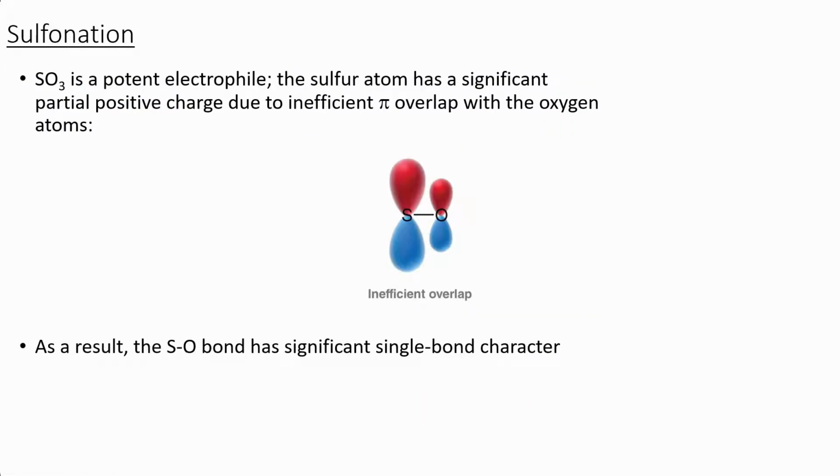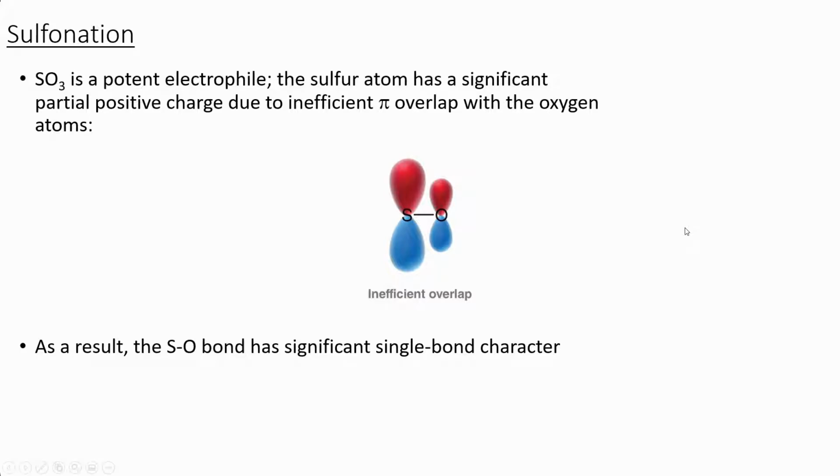SO3 is a potent electrophile, and this is because of the significant partial positive charge on the sulfur due to inefficient pi bond overlap with the oxygen atoms. And as a result of this, the sulfur-oxygen bond has significant single bond characteristics. And this also means that it's going to be an exceptional electrophile for our electrophilic aromatic substitution reaction.